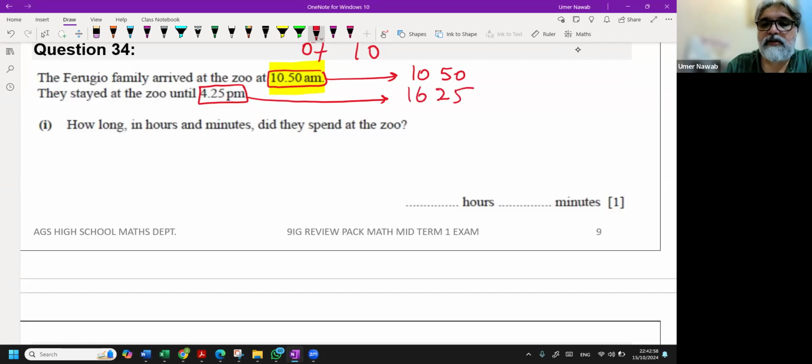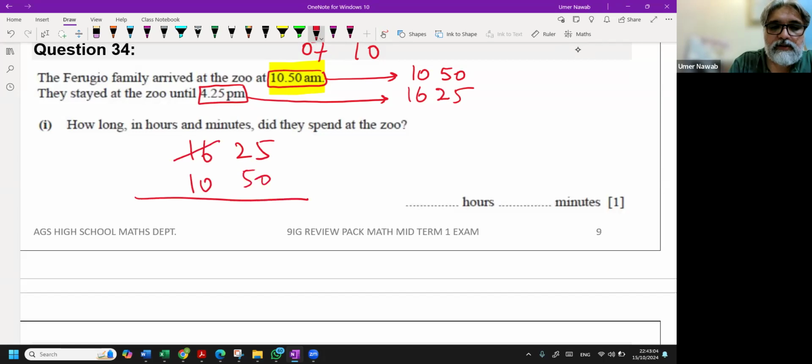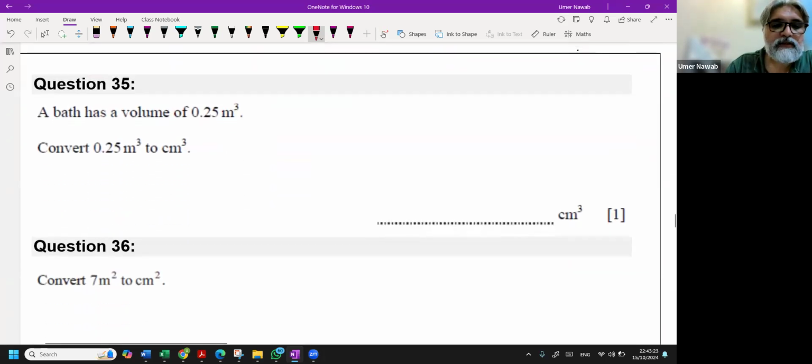So how much is the duration? So 16:25 on the top, 10:50 down, 16 becomes 15, and this becomes 85. 85 minus 50 gives you 35, and 15 minus 10 is 5. It's 5 hours and 35 minutes.